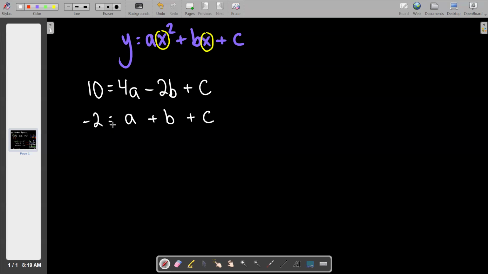What's the third equation going to say? 0 equals 9a plus 3b plus c. So this time I won't move the 10, the -2, and the 0 to the other side. That seemed to cause a little bit of confusion. So just leave it like it is. Doesn't matter. Or construct them with it on the other side. Who cares? At the end of the day, that's the kind of thing in math that just doesn't matter.